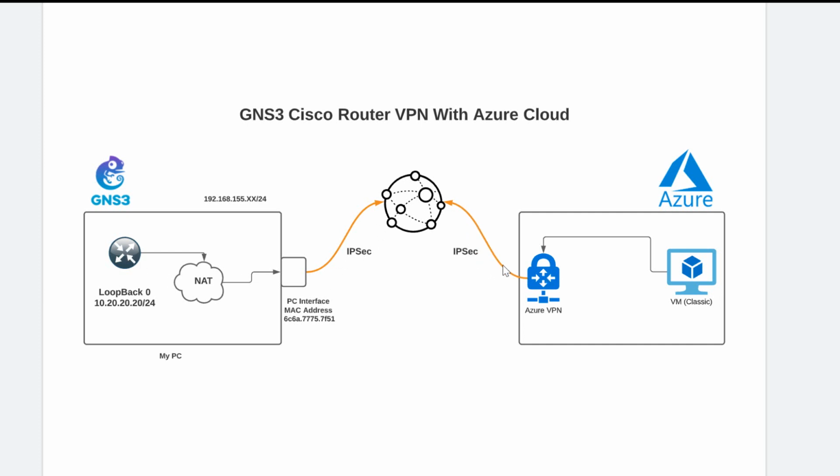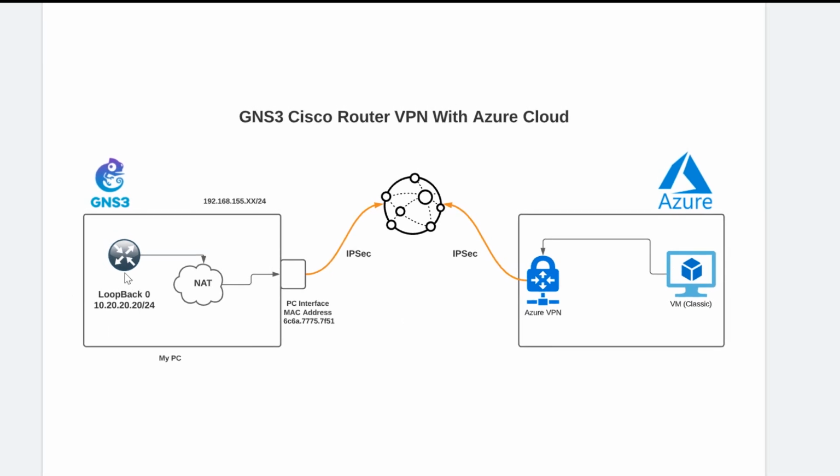As a final test, I will spin up one VM in Azure, and the loopback is over there in GNS3. So I will try to ping from a VM, Active Directory or Windows Server or any operating system. I will try to ping through the VPN to this loopback IP in the router.